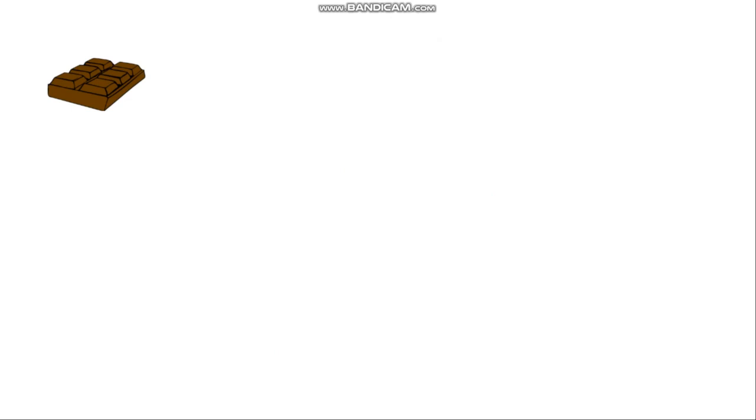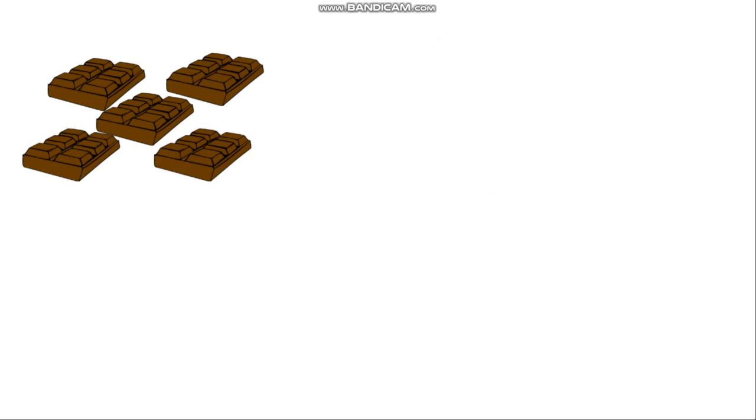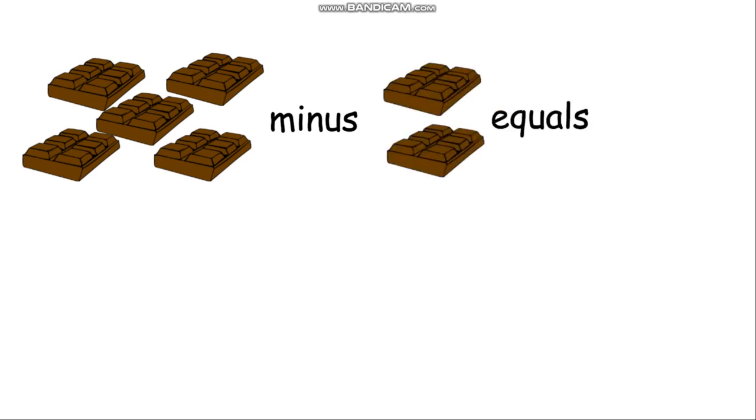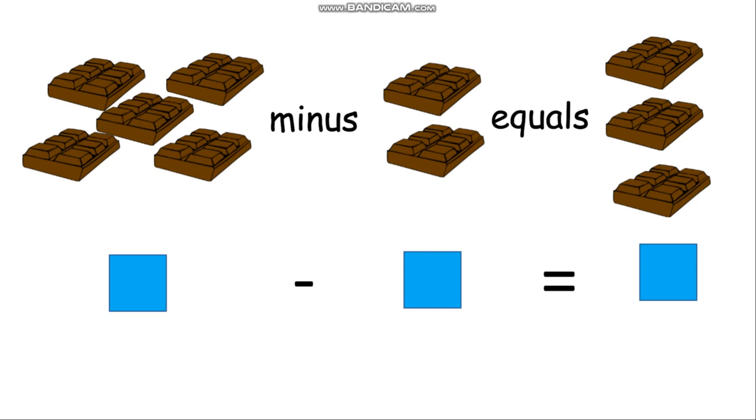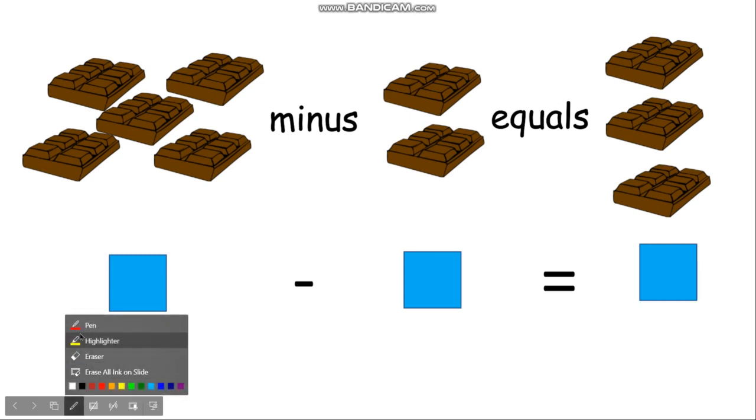So this is a chocolate bar. Let me see how many we have here. Okay, so we have 5 chocolate bars here. 5 chocolate bars minus 2 chocolate bars equals 3 bars. Okay. Now we have empty boxes over here and we have to fill it with numbers.